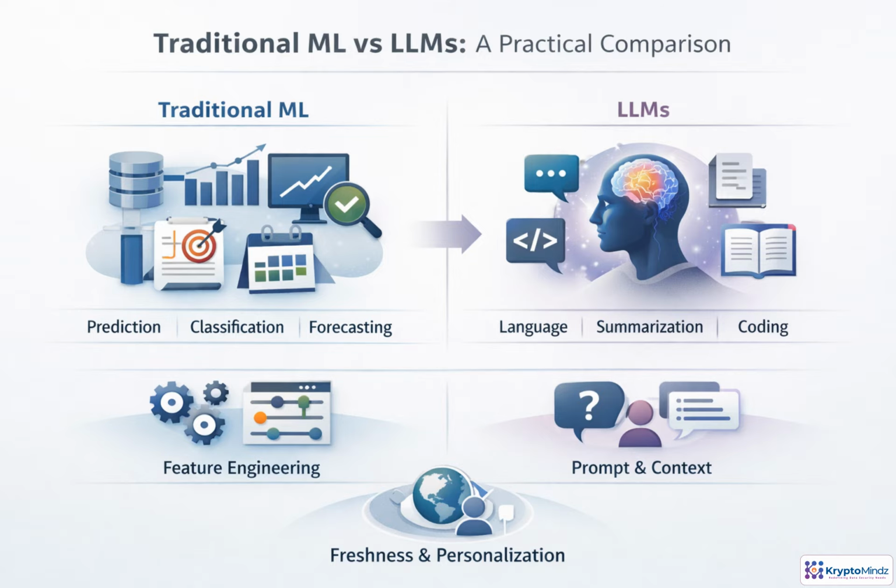Traditional ML and LLMs are different tools, not a simple replacement story. Traditional ML is strongest when inputs are structured and the goal is prediction, scoring, classification, or forecasting. LLMs are strongest when the work centers on language, explaining, summarizing, coding, or conversation. The trade-off is how you steer them. Classical models need features and training data. LLMs need prompts, context, and grounding. Both still need freshness and personalization designed in.